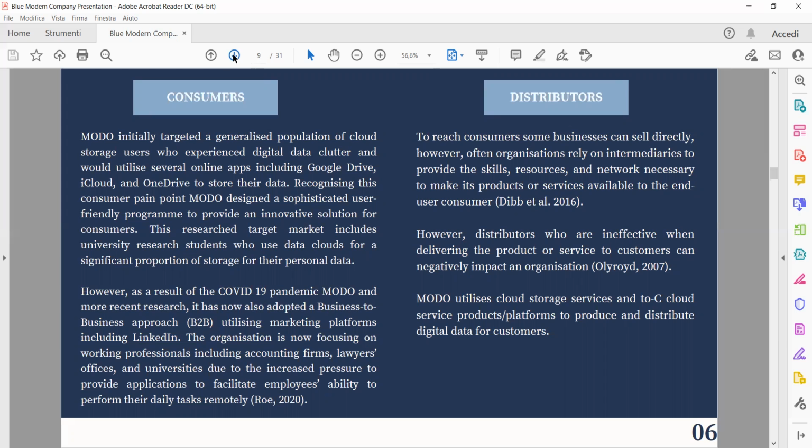When next looking at distributors, those who are ineffective when delivering the product or service to customers can negatively impact an organisation. MODO uses cloud storage services and cloud service products and platforms to produce and distribute digital data for customers.